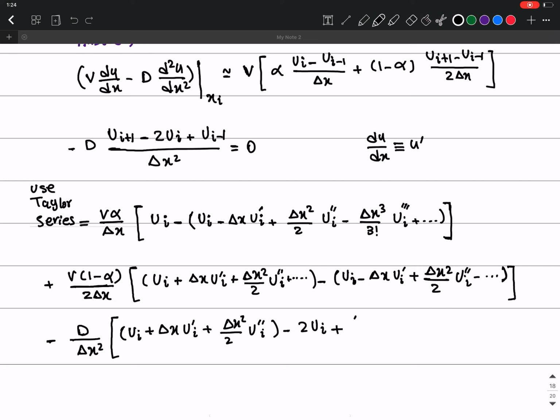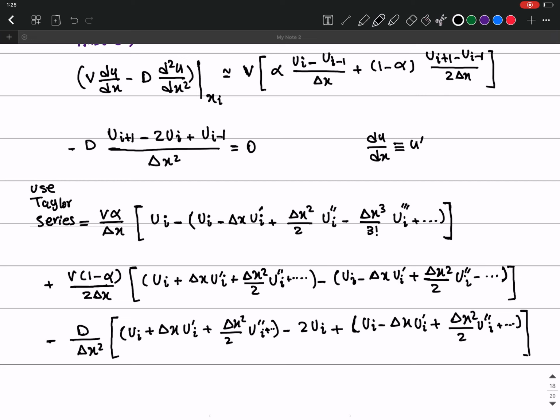So I'm going to just write ui minus delta x u prime i plus delta x squared over 2 factorial or 2 u double prime i. And here we have other terms I didn't write, and here we have other terms, right? Okay. So this is going to be my approximation based on the Taylor series.